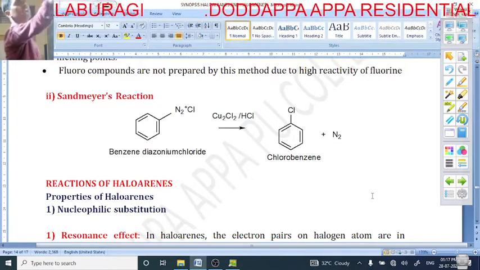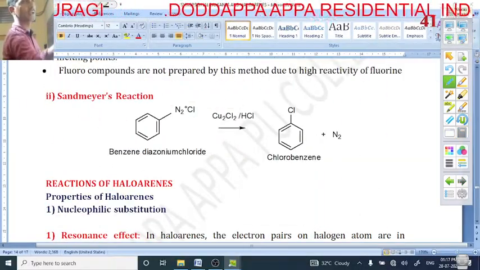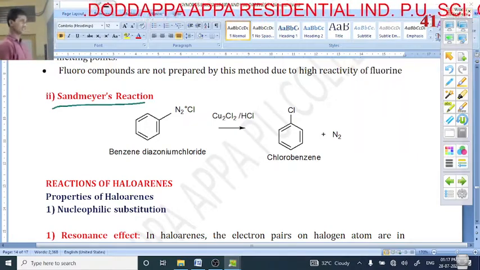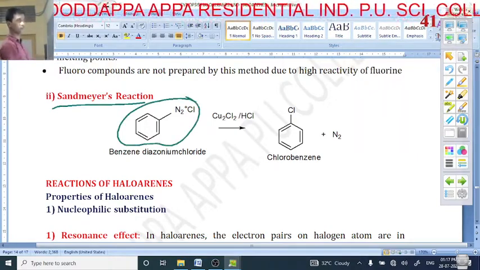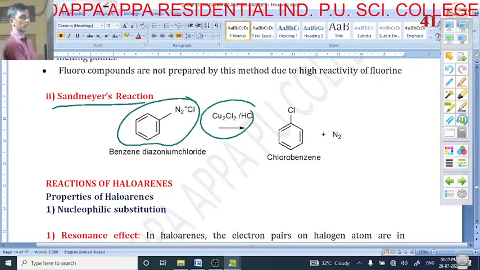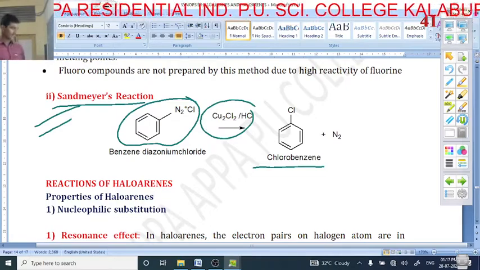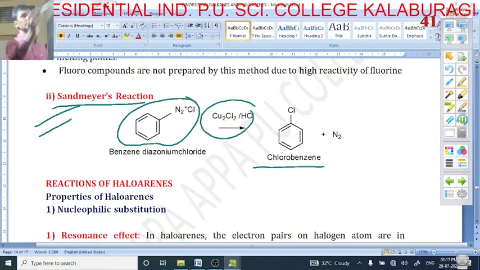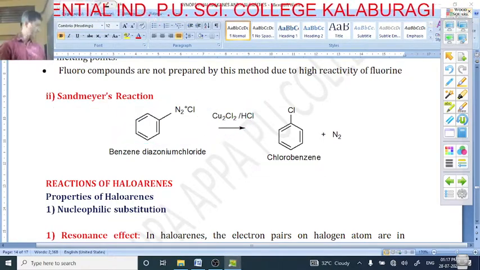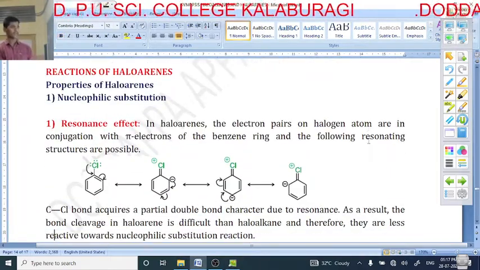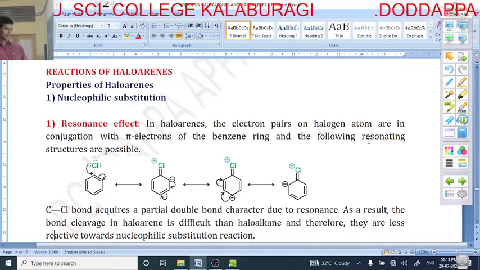The next is the Sandmeyer reaction. What is this Sandmeyer reaction? This is benzene diazonium chloride. It is treated with cuprous chloride and gives chlorobenzene. This is called the Sandmeyer reaction. The next is the reactions of haloarenes.